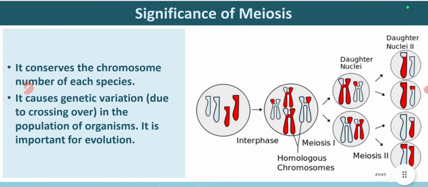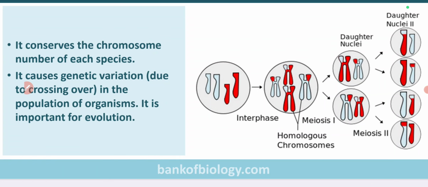Now the last topic, significance of meiosis. It conserves the chromosome number of each species. Main point, it reduces the chromosome number by half and increases the genetic variability in the population of organisms from one generation to the next, because as we know, variation is most important for the process of evolution. It causes genetic variation due to crossing over in the population of organisms, and that leads to variation, and variation leads to evolution.